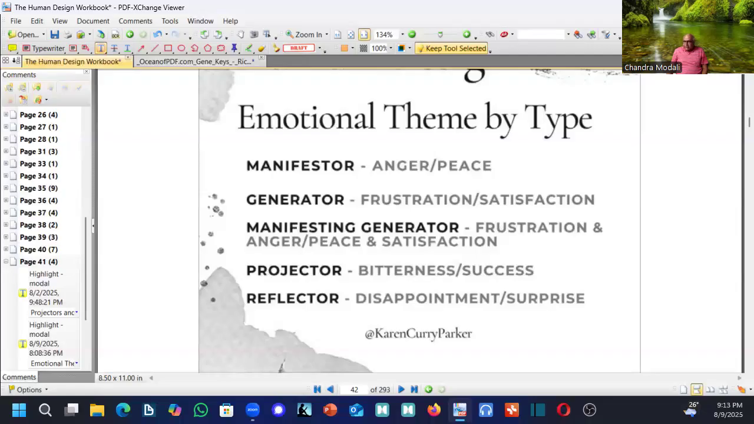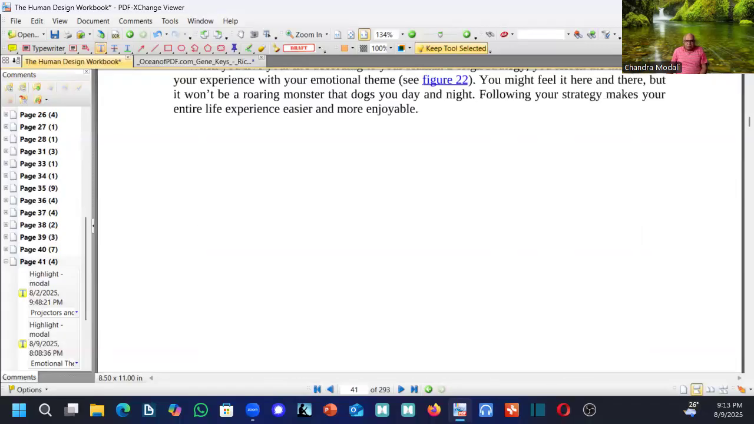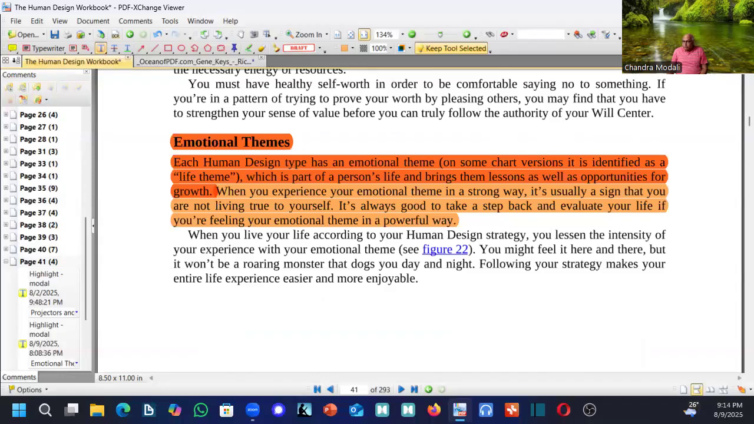A projector is either under the influence of bitterness or success. A reflector, disappointment or surprise, because a reflector doesn't have anything that is defined. He doesn't have a character to start. Right? So you might feel it here and there, but it won't be a roaring monster that dogs you day and night. Following your strategy makes your entire life experience easier and more enjoyable.